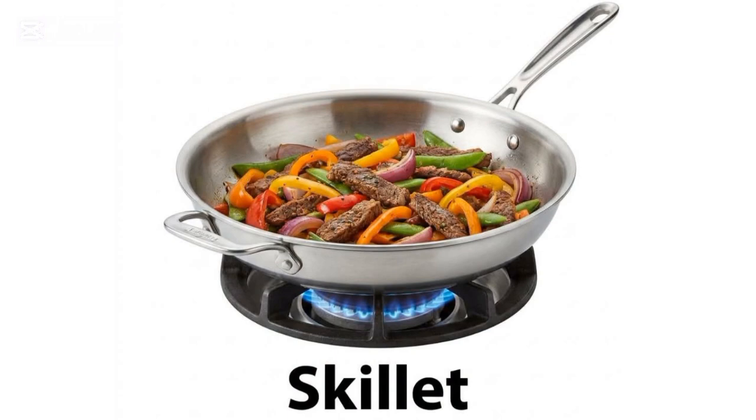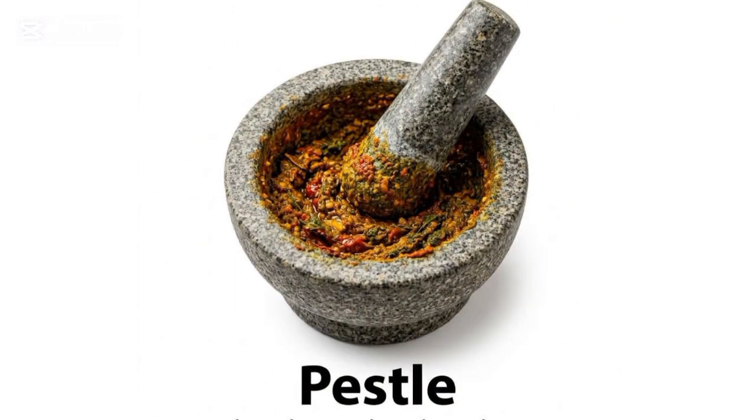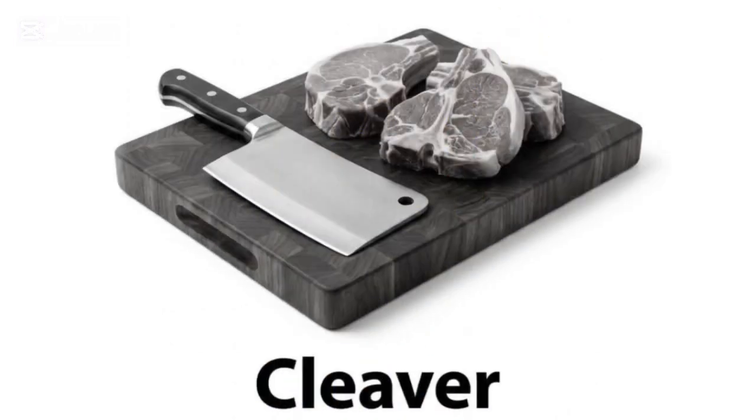Skillet. A flat frying pan used for frying, searing, and browning food. Pestle. A tool used for crushing and grinding herbs and spices. Mortar. A bowl used with a pestle for crushing and grinding herbs and spices.